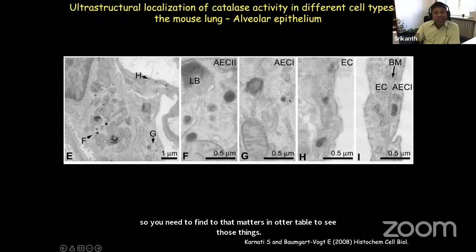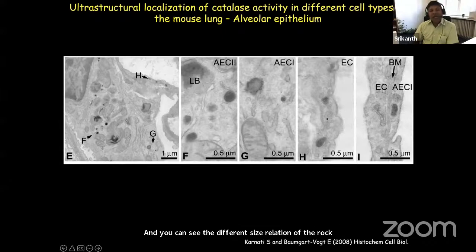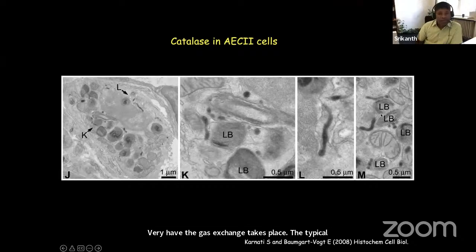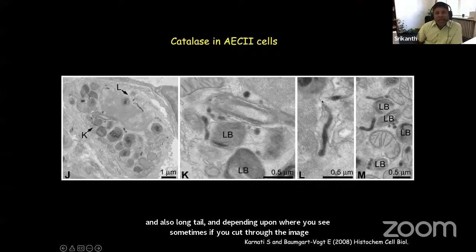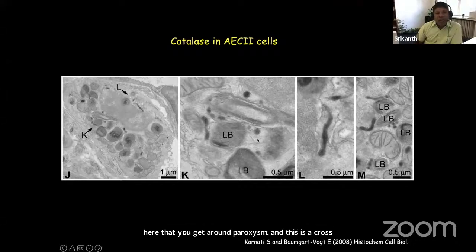And you can see the different sizes of the peroxisomes in different epithelial cells of the alveolar epithelium. And this is the basal membrane, and this is the endothelial cell, and this is a type 1 cell, where the gas exchange takes place. There you can also see a clear type 1 cell, and also very elongated peroxisomes. It's a typical structure of a peroxisome, having a head and a long tail. Depending upon where you cut through the image, sometimes you get a round peroxisome, in a cross-section. Otherwise, in the long form, you can see very elongated peroxisomes and very beautiful mitochondria and these onion rings. These are the lamellar bodies, where the surfactant is prepared and then stored.